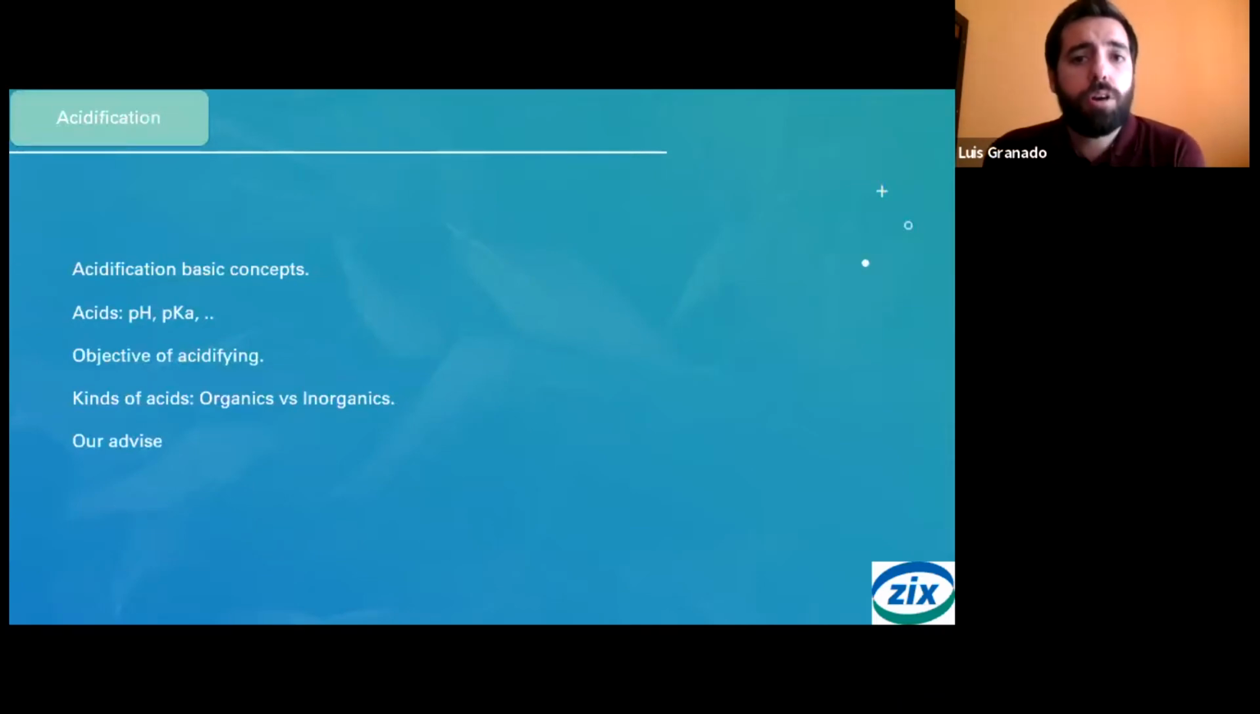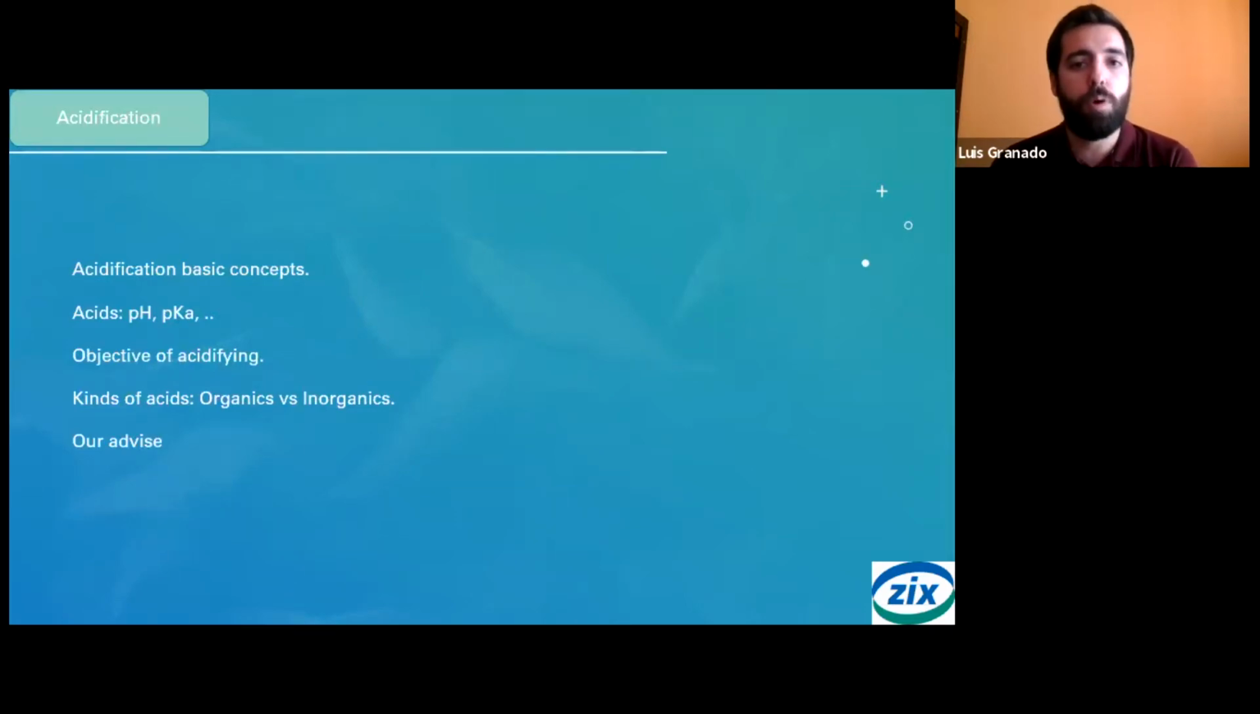So the scope of this talk is, as I just said, to understand these basic concepts about acidification, right? Purely chemistry, but we will need to know what the acids are, what the pH and the pK mean to understand how the acids will be working, okay? And then the difference between them as well.